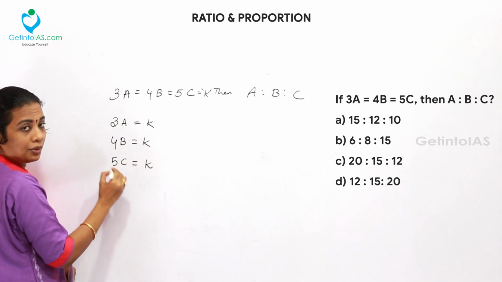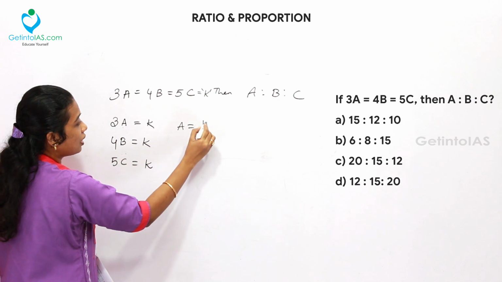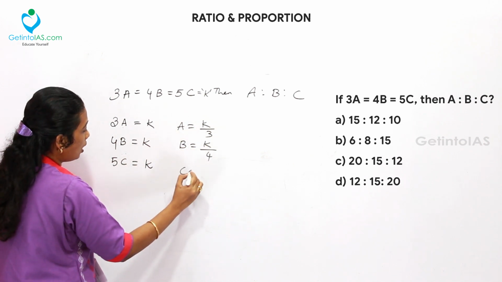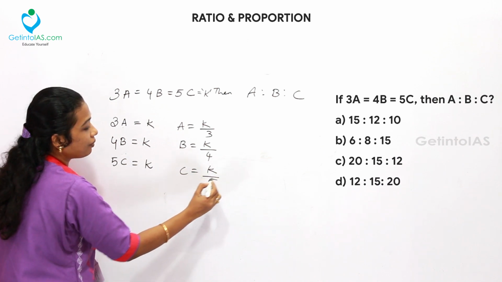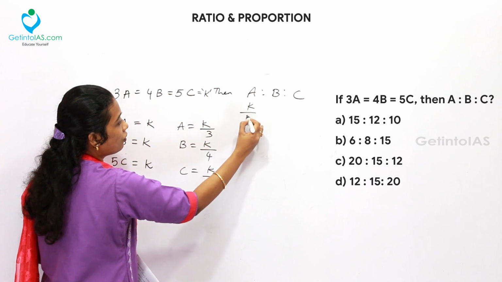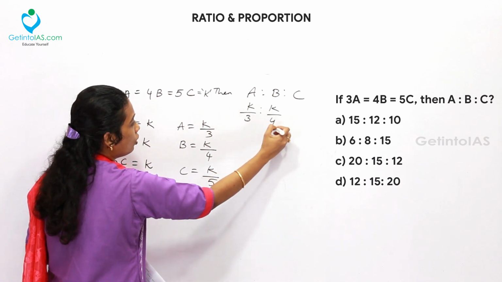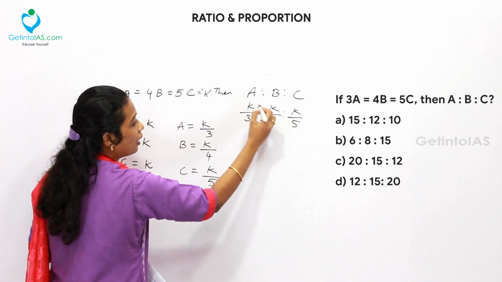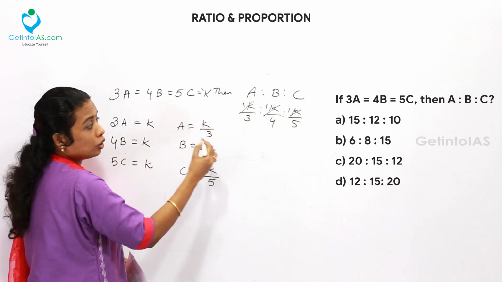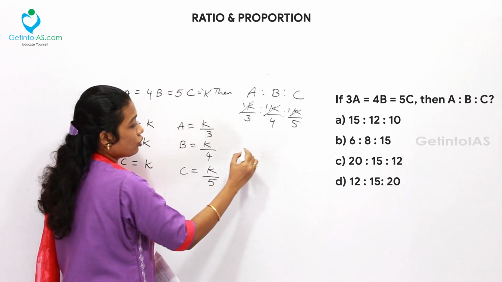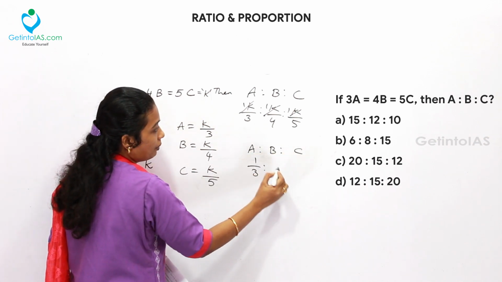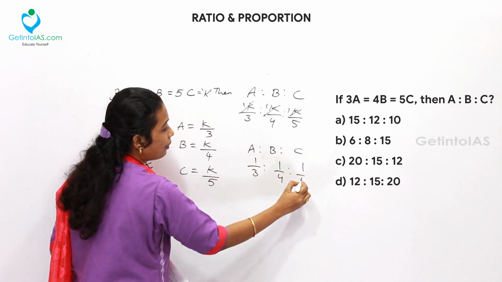Then what is the value of A, B, C separately? A can be written as k by 3, B is k by 4, C is k by 5. Now bringing it into ratio form, A is k by 3, B is k by 4, C is k by 5. In all the terms, k gets cancelled, 1, 1, 1. Now it is in the form of a reciprocal ratio, that is A, B, C are 1 by 3, 1 by 4 and 1 by 5.